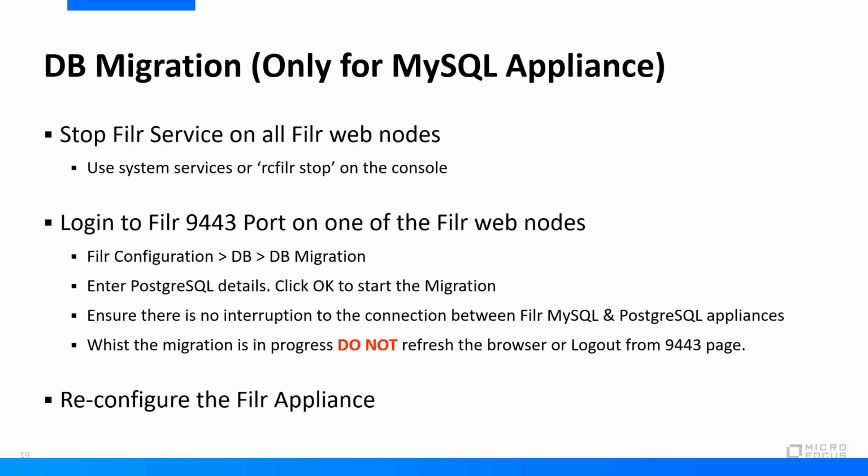But when we're doing this migration, we don't want people still updating the database. Obviously we need to stop Filr on all the web nodes that we've got, so people can't come in and do stuff. You can do this either through the system services, or just run rcfilr stop at the console. Then log in to Filr on the 9443 port on just one of the Filr web nodes. Go into the Filr configuration database, select the option to do a database migration, enter your Postgres details there, and say OK, and that will start the migration.